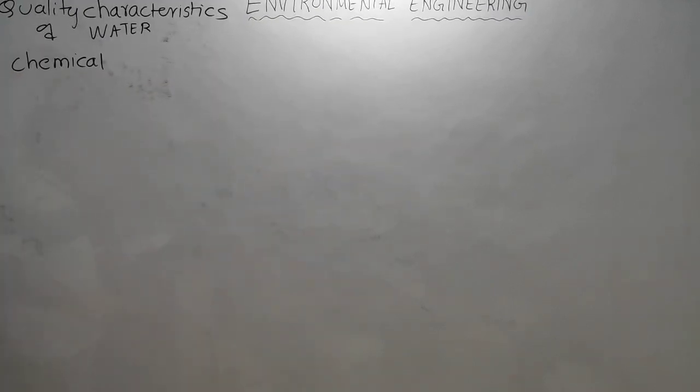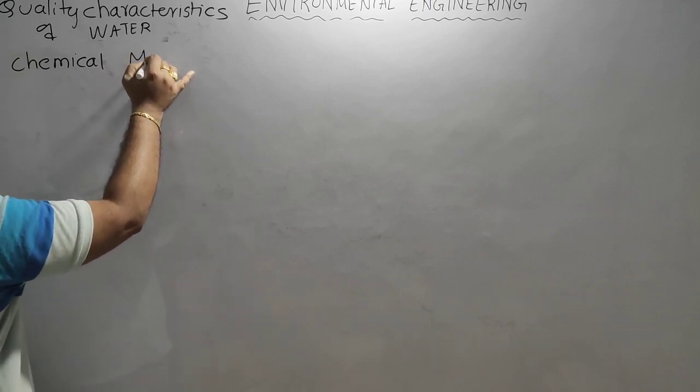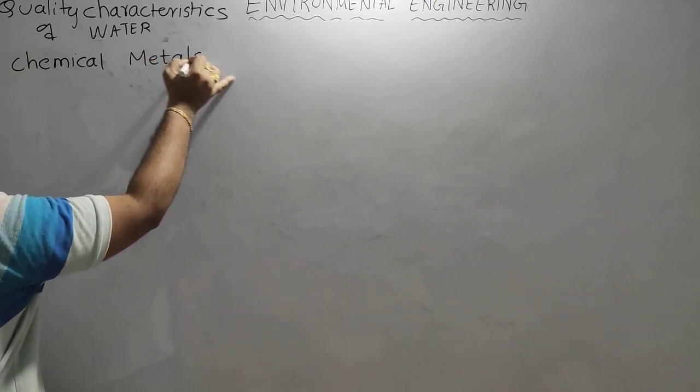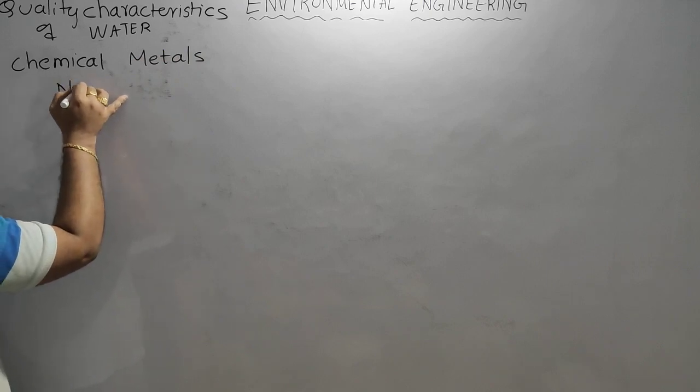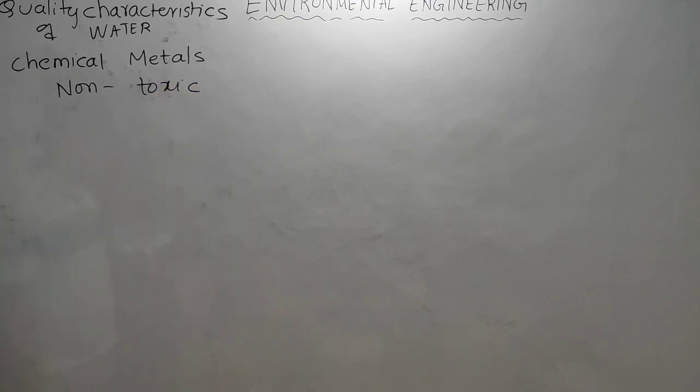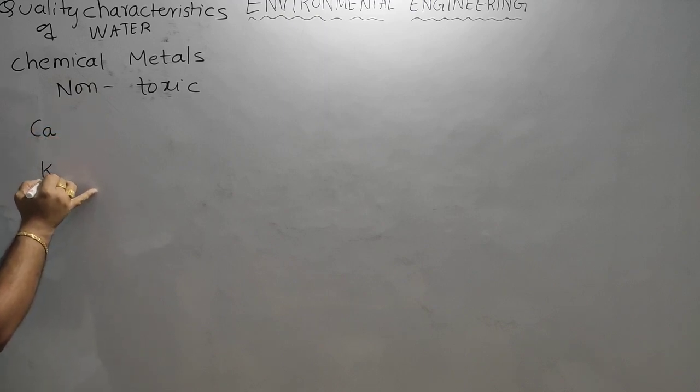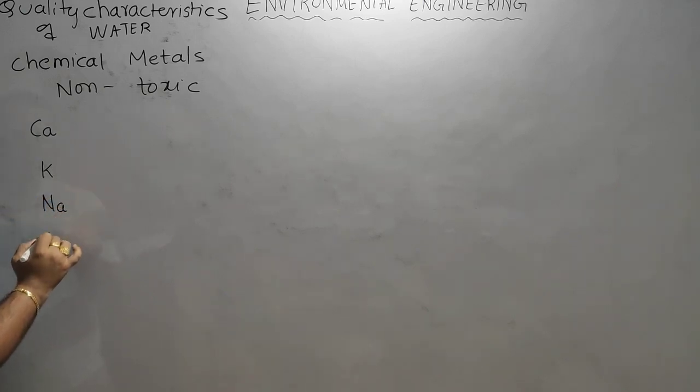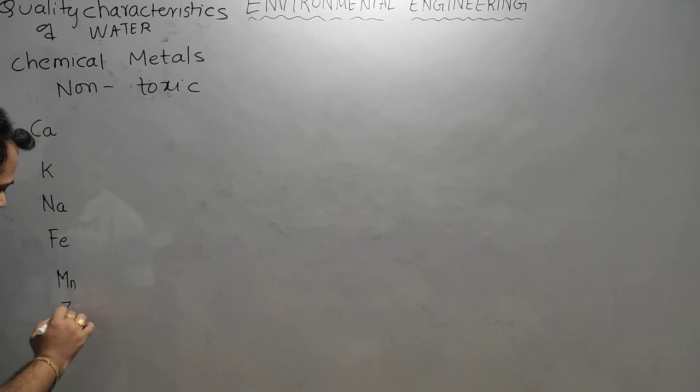See, metals, non-toxic. Non-toxic metals such as calcium, potassium, sodium, iron, manganese and zinc. So these are all different kinds of non-toxic metals.